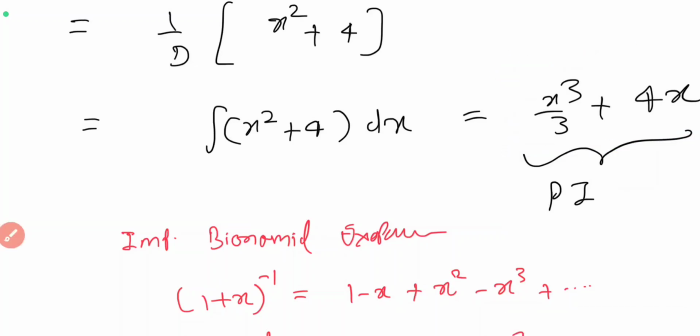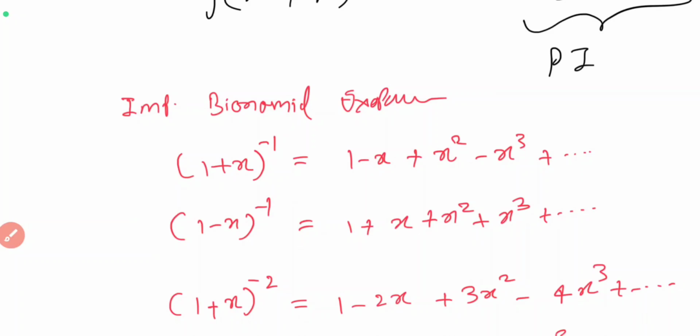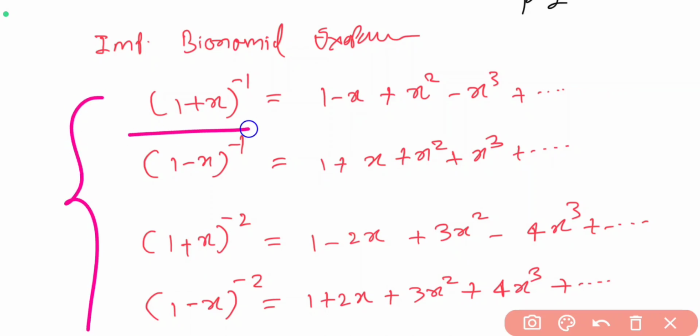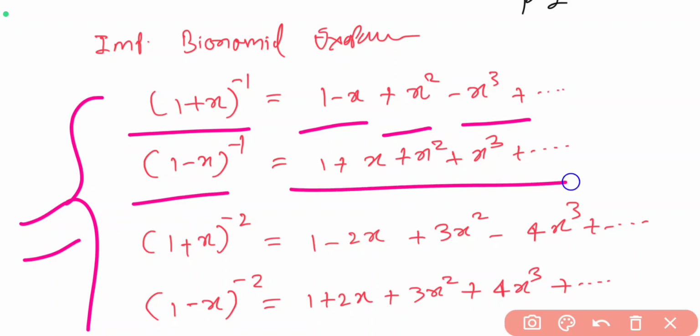Now we'll also see some polynomial problems, but before that you keep in mind important polynomial expansions. 1 plus x power minus 1 is 1 minus x plus x square minus x cube plus x power 4 minus x power 5, and so on. Only these 4 I have given. Why? Because in the GATE exam, only these 4 are sufficient for this topic.